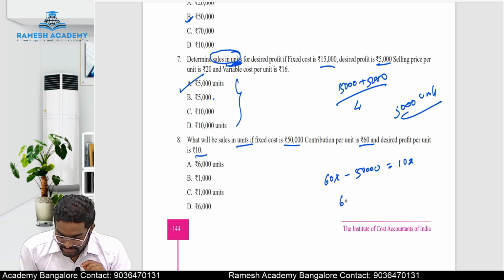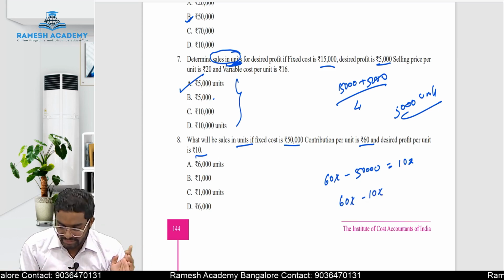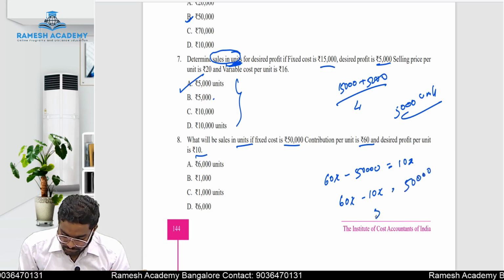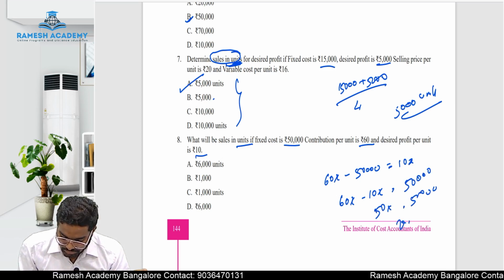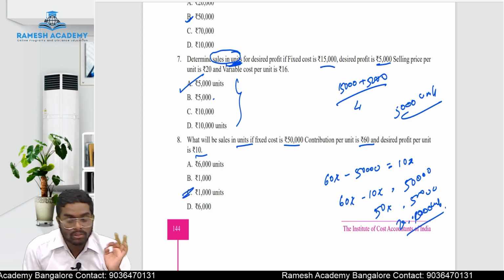Same, 60x minus 10x, because it is coming from right hand side to left hand side. Here it is minus 50,000, it will be positive 50,000. 50x is equal to 50,000, so x is equal to 1000 units. Please be careful, it is 1000 units, not the 1000 amount.